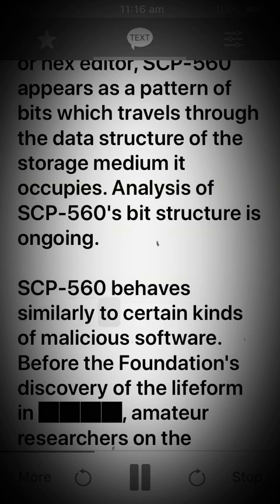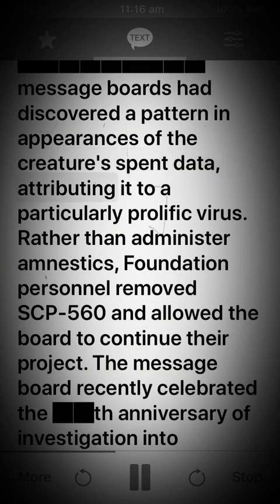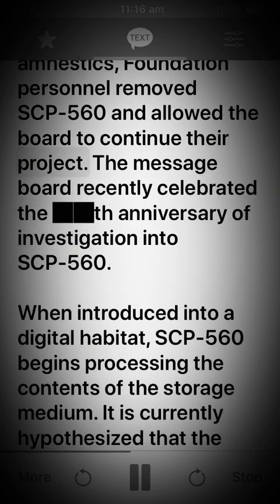SCP-560 behaves similarly to certain kinds of malicious software. Before the Foundation's discovery of the lifeform, amateur researchers on the message boards had discovered a pattern in appearances of the creature's spent data, attributing it to a particularly prolific virus. Rather than administer amnestics, Foundation personnel removed SCP-560 and allowed the board to continue their project. The message board recently celebrated the 10th anniversary of investigation into SCP-560.